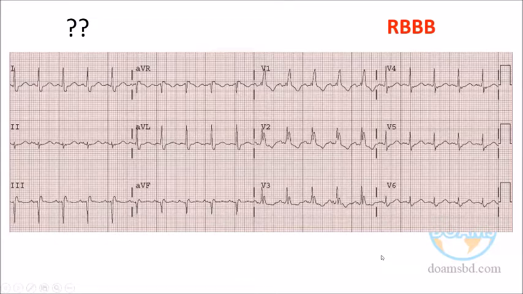Thank you. RBBB. Now, I am not showing this, but right bundle branch block is divided into the incomplete block and the complete block. Dr. Karishma, can you say, is it complete or incomplete block in this ECG? It's complete, sir. Why complete? Because it is more than 3 small squares wide.